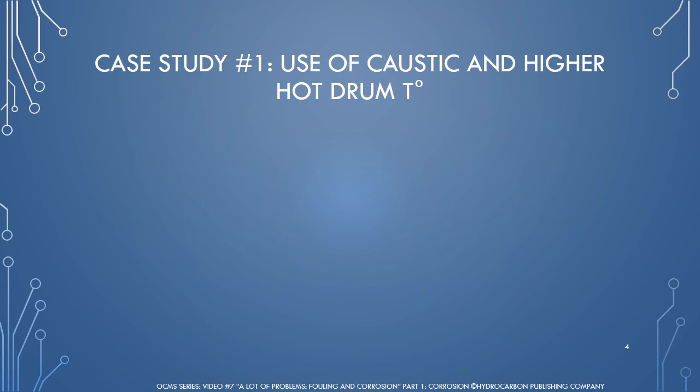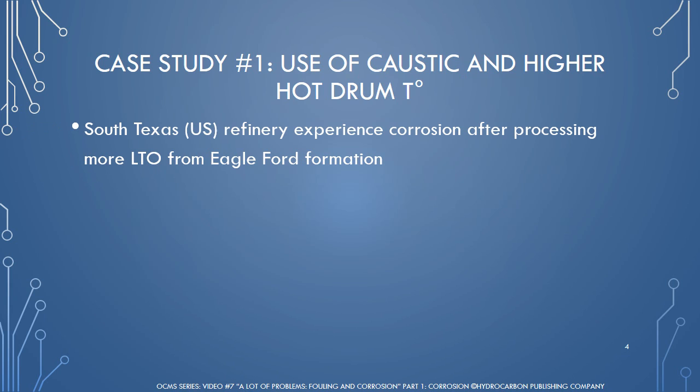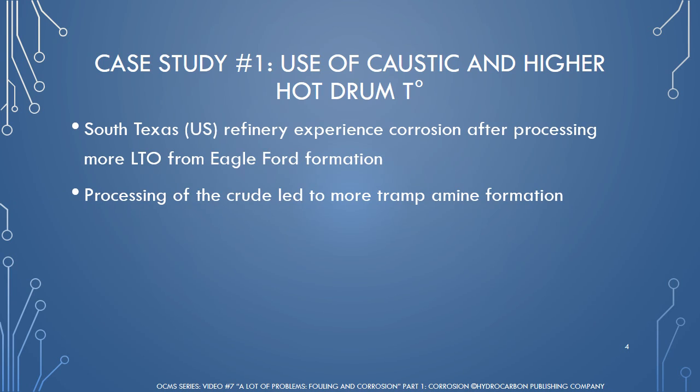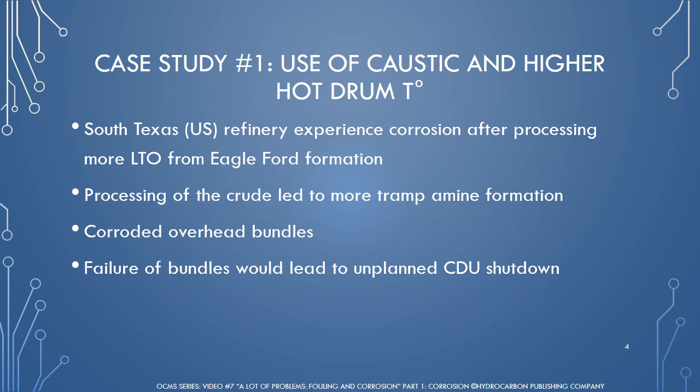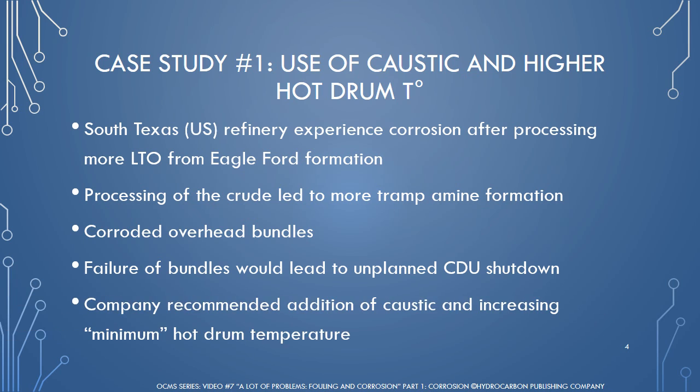A U.S. refinery in South Texas experienced more corrosion after processing an increased amount of light tight oil from the Eagle Ford Formation. This practice led to an increased formation of tramp amines, leading to salt corrosion in overhead bundles. If multiple bundles were to fail, this would result in an unplanned CDU shutdown, possibly costing the refinery more than $4 million a day. According to the refinery, corrosion issues can be minimized by adding caustic and increasing the minimum hot drum temperature.